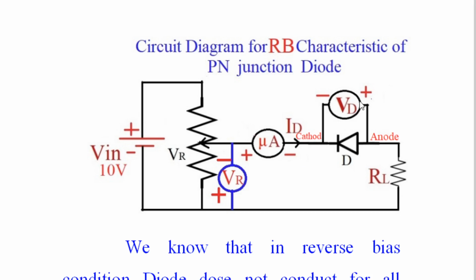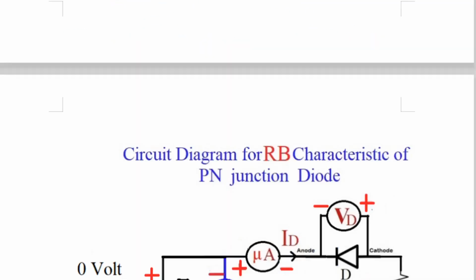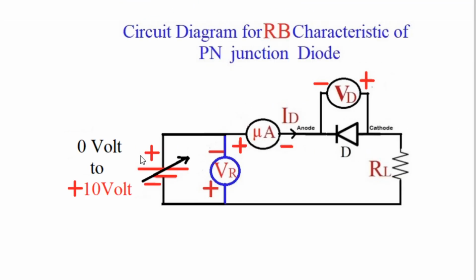So all these three parameters we are going to measure for different input voltages, which we are applying in the reverse direction. That is the study of reverse bias characteristics of a PN junction diode. Now let us proceed to the simple diagram. See here, this is the reverse bias characteristics.